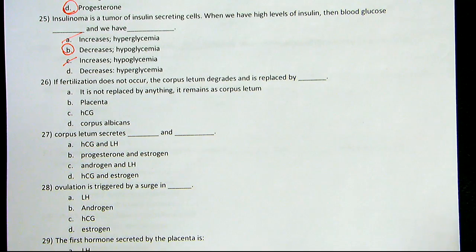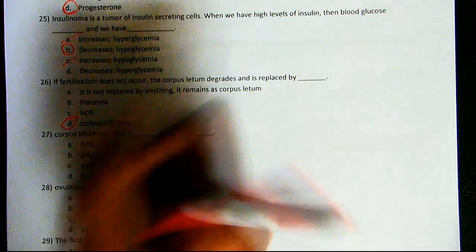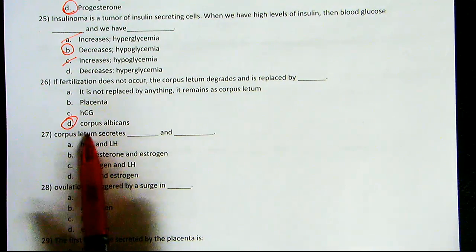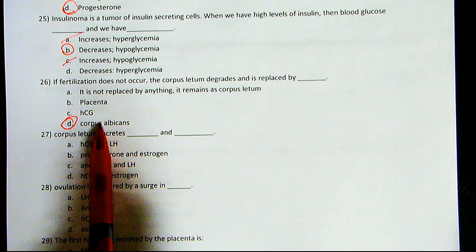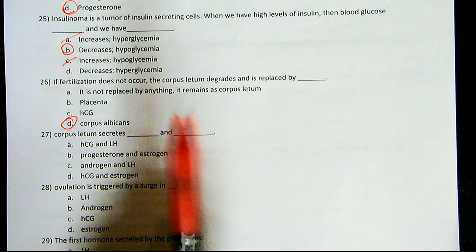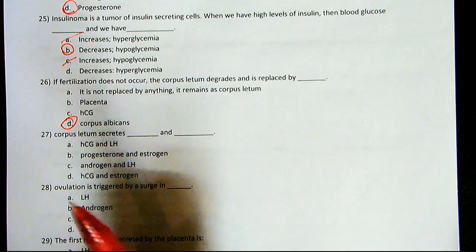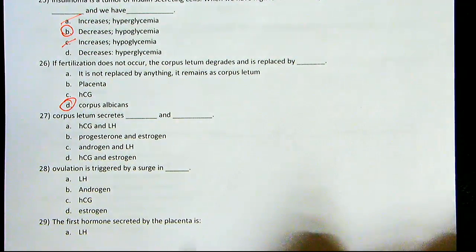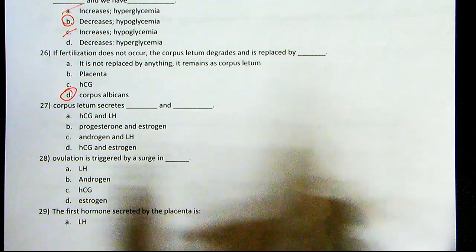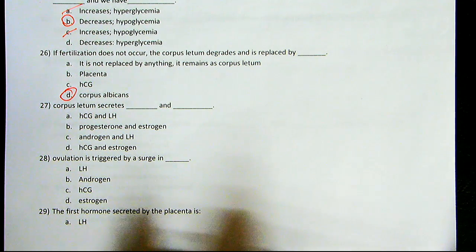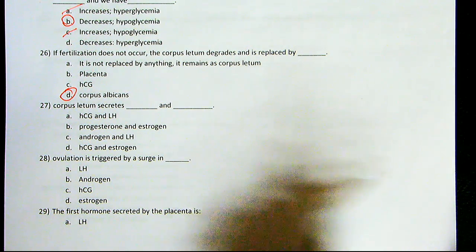If fertilization does not occur, the corpus luteum degrades and is replaced by what? Yes, corpus albicans. So this is the white scar tissue that will replace the corpus luteum if not fertilized. 27. The corpus luteum secretes what two hormones? Yeah, progesterone and estrogen.